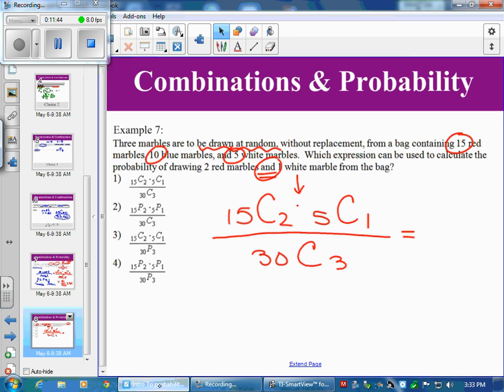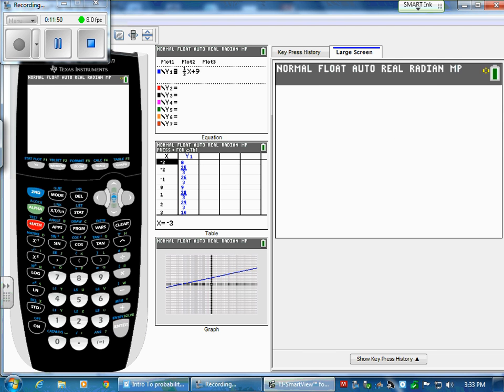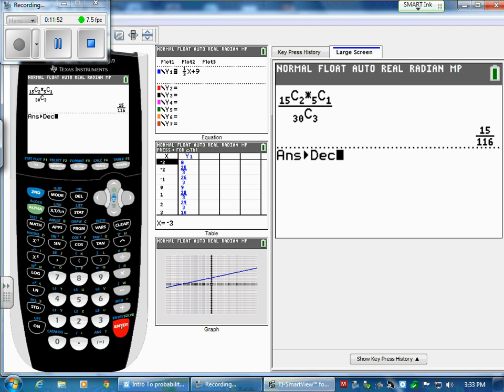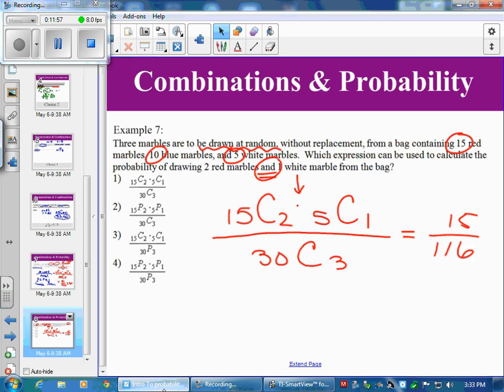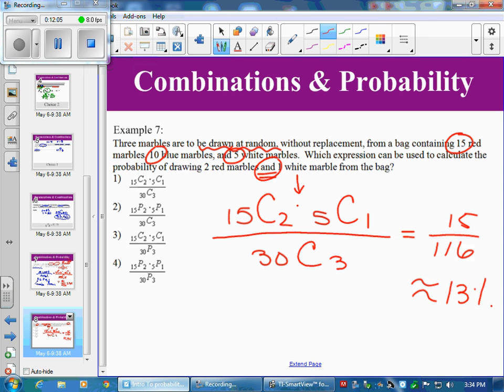But again, if we're thinking about this more in terms of percents, I could turn this into a decimal and I get approximately 13% as my probability of this occurring. But if you left it in fraction form, that is correct. And if you notice, I went way ahead of myself here. I only had to answer this and say it was choice 1.